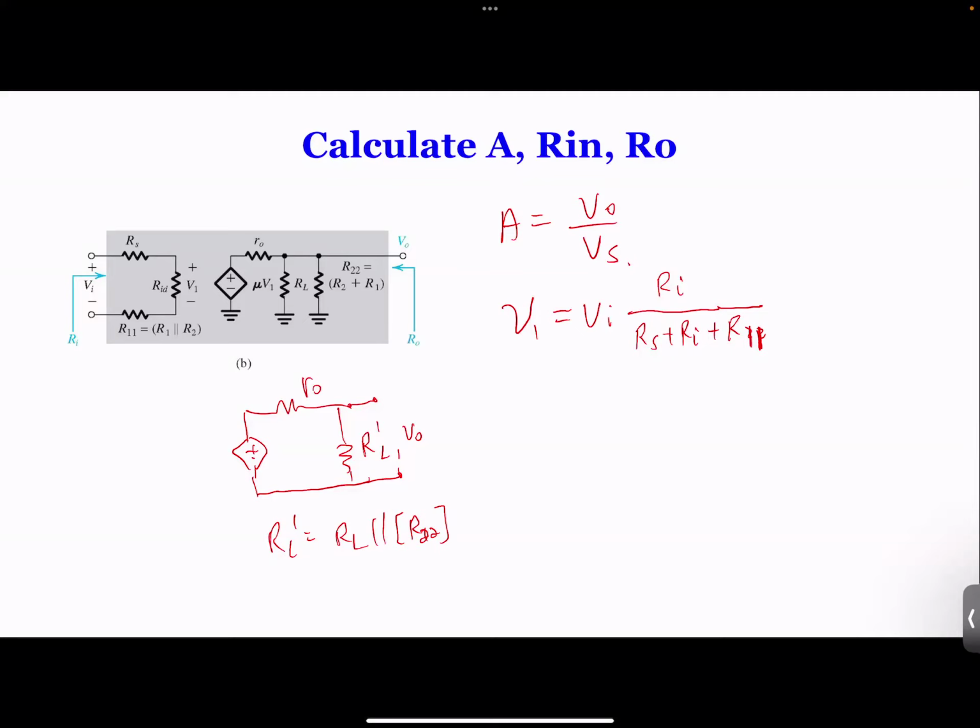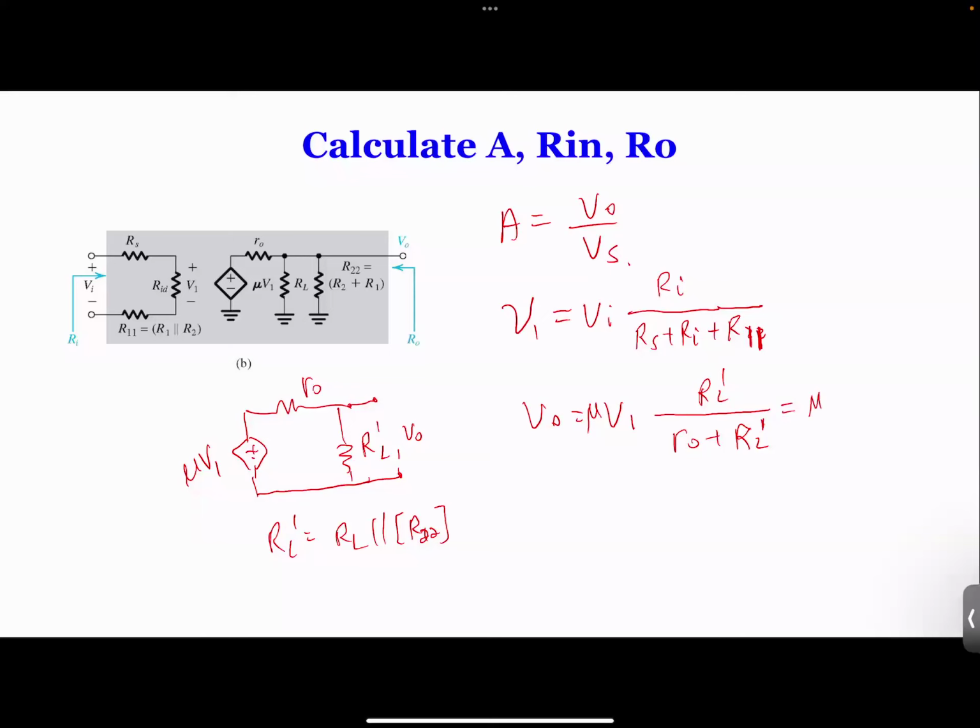And now you can see VO, in reference to this voltage input, is a voltage divider. It divides between RO and RL prime. So we can say that VO is a function of the voltage divider, which is mu times V1, divided between RL prime and RO plus RL prime. So now you can plug in V1 to here.